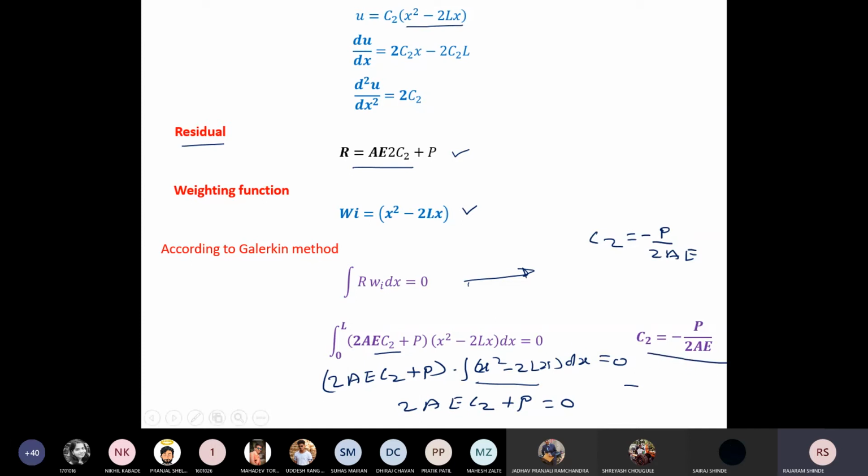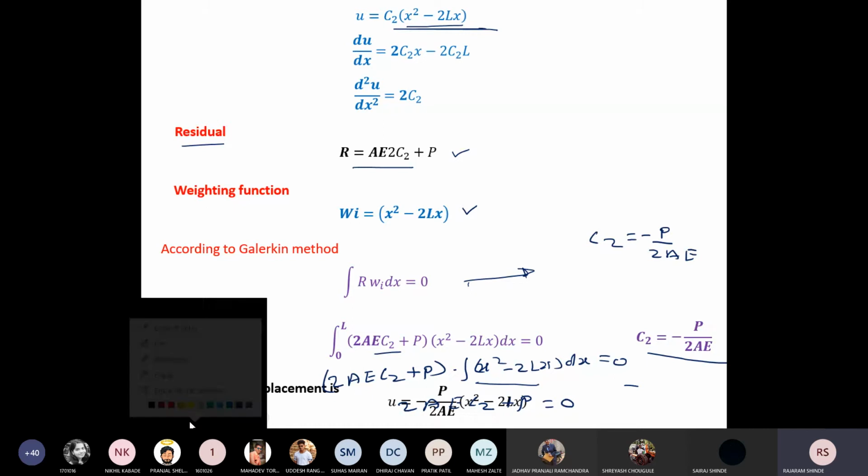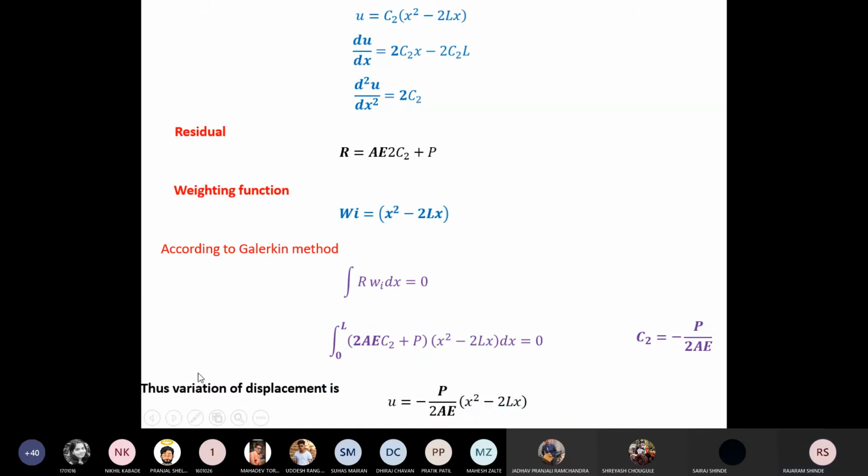Now after that you put this C2 in your trial solution. After putting this in the trial solution, your variation of the displacement is like this. Now you can modify this by taking the negative sign inside the bracket. Now this is over. This is the solution to your differential equation.